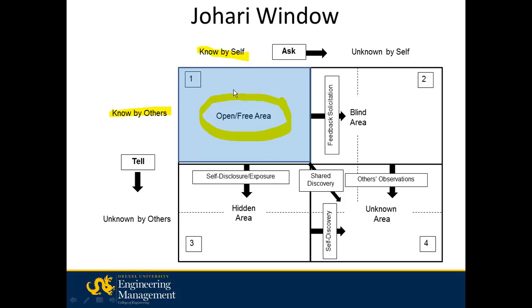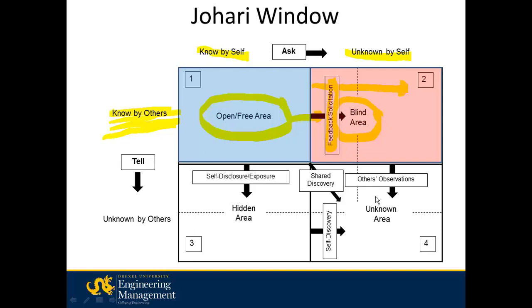Now, as we move from the free area, let's move into area 2 here. We have something called the blind area. In the blind area, this is unknown by you, but it is certainly known by others. Now, the only way that you can make this blind area smaller is to solicit feedback. You have to get their input in order to give you the knowledge that they can see but you cannot.